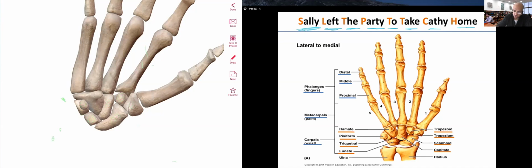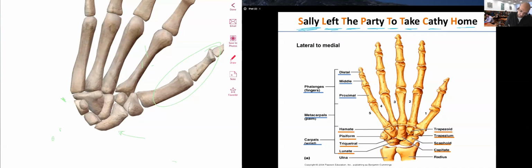So how would we use this mnemonic? We start from lateral, from the thumb. Remember, in an anatomical position, you are standing up, erect, your palms are facing forward. So the thumb is lateral. So I go from lateral, or in other words, from the thumb, I go medially.